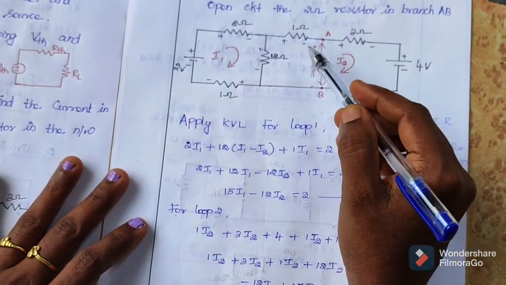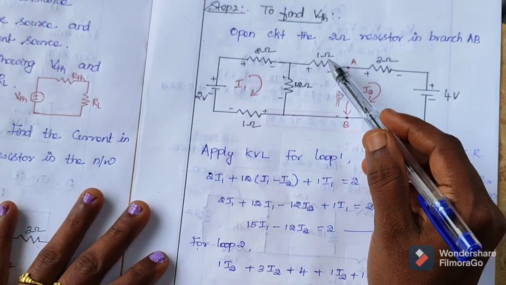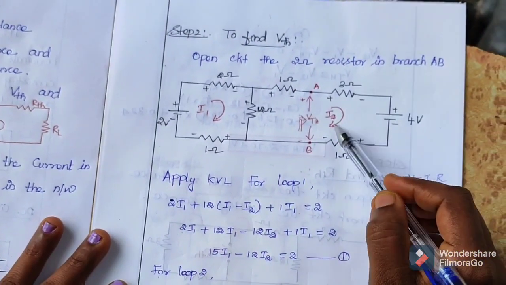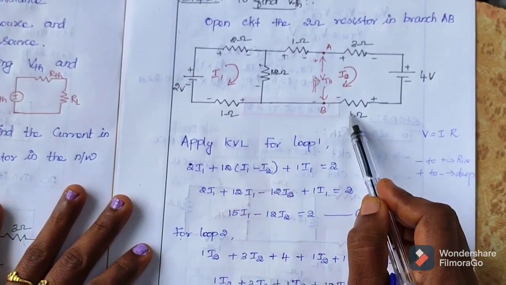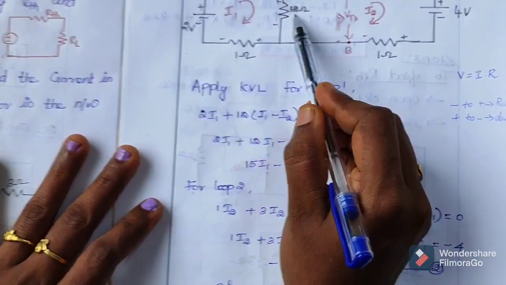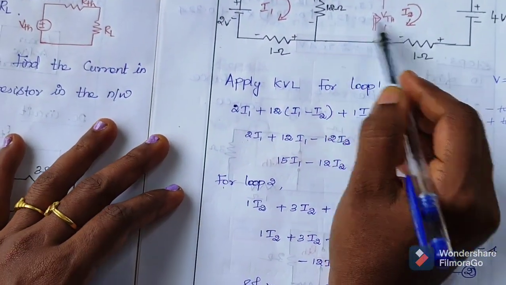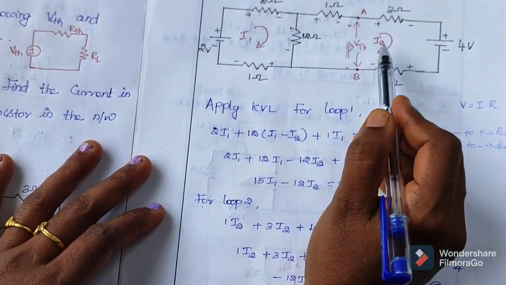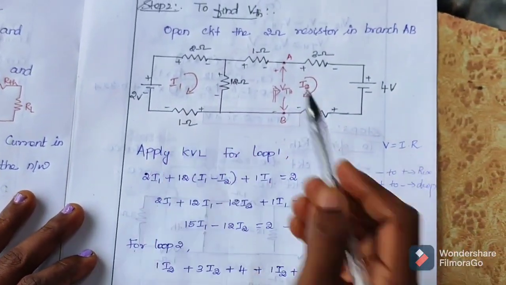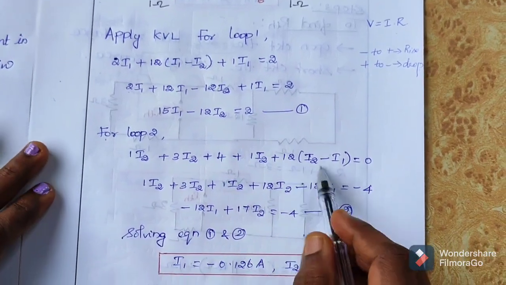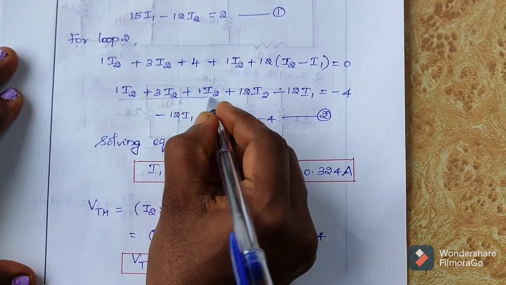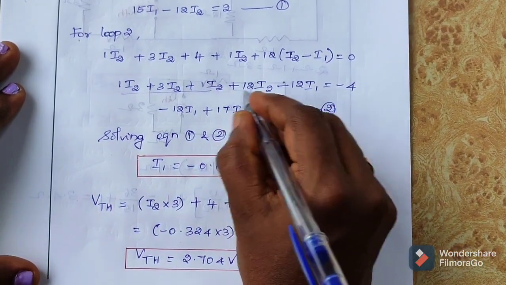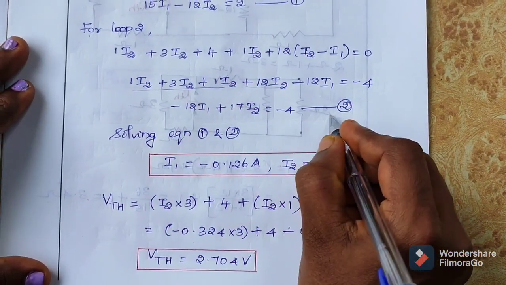So if you apply loop 2, what will come? We write all the drops in voltage. So 1 I2 plus 3 I2, this is also a drop, plus 2 minus plus 4 plus 1 I2 plus 12 into I2 minus I1 equal to 0. Okay, just multiply this, and if we simplify this, we will get minus 12 I1 plus 17 I2 is equal to minus 4.